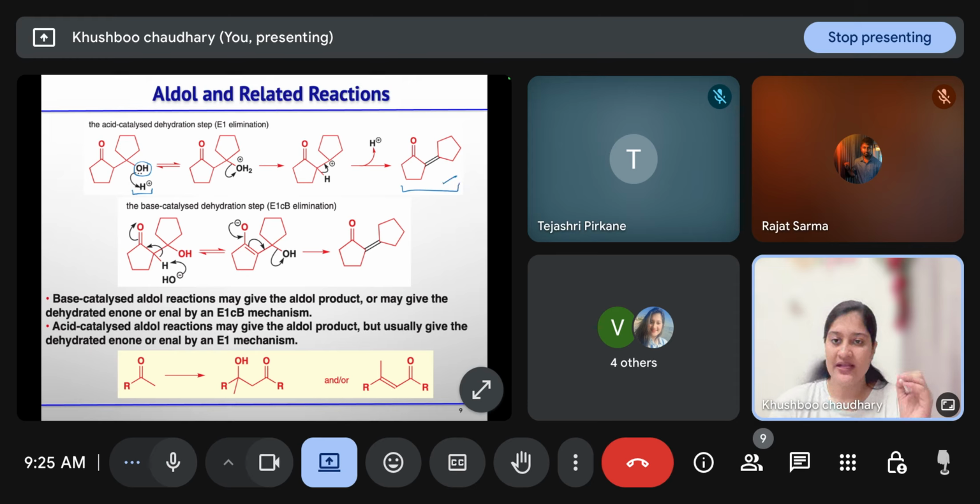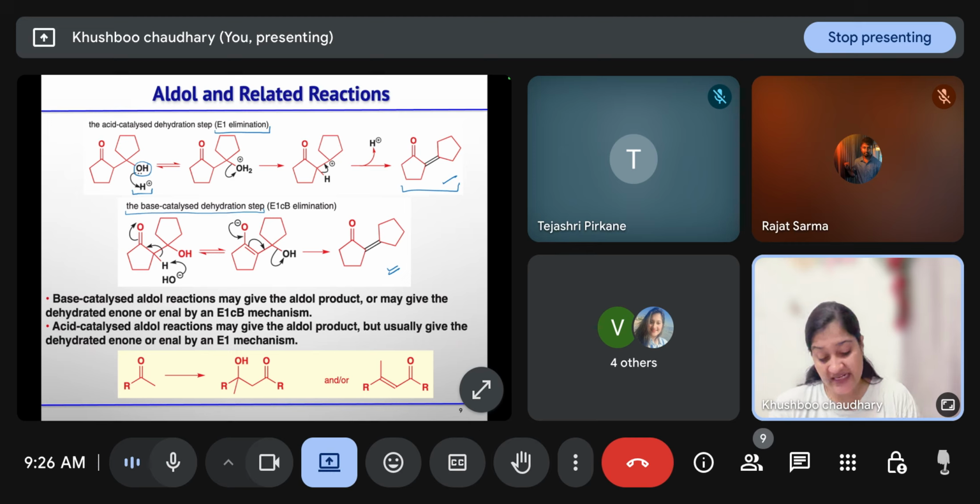So in case of acid catalyzed dehydration, the mechanism it will follow is E1 elimination, where your carbocation will generate first and then loss of proton will lead to the formation of alpha beta unsaturated ketone. Whereas in the base catalyzed dehydration step, E1cB mechanism will be there. First, base will take the alpha protons and then enolate will generate, which will fall back to help the leaving group to leave to give you the same product.